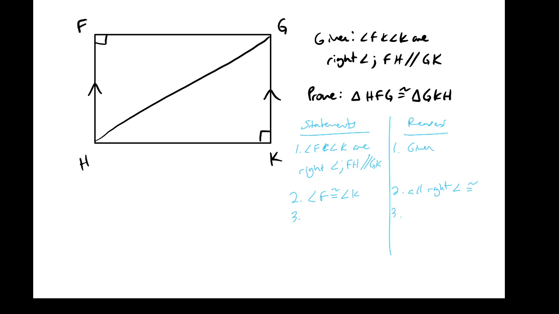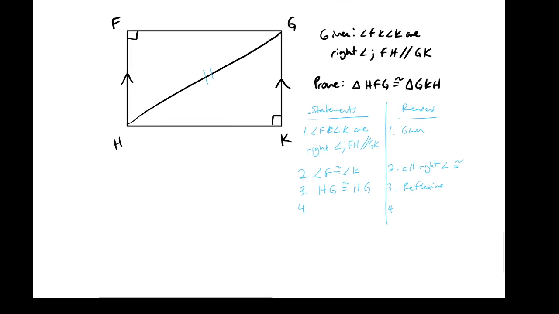I think we always like this one too. This one's usually becoming obvious for us, where we have HG congruent to itself because of the reflexive property, right? Again, we've found so much utility in that reflexive property.